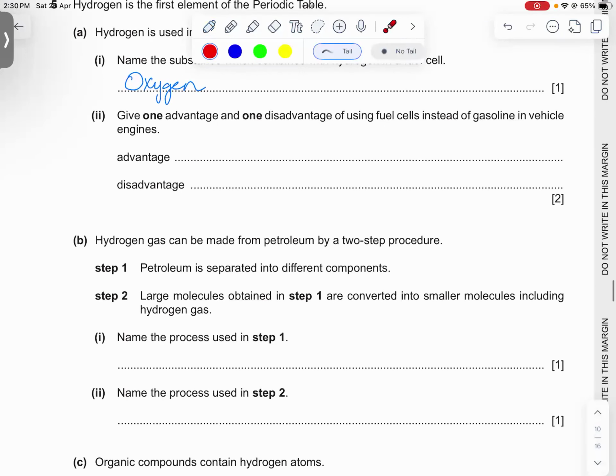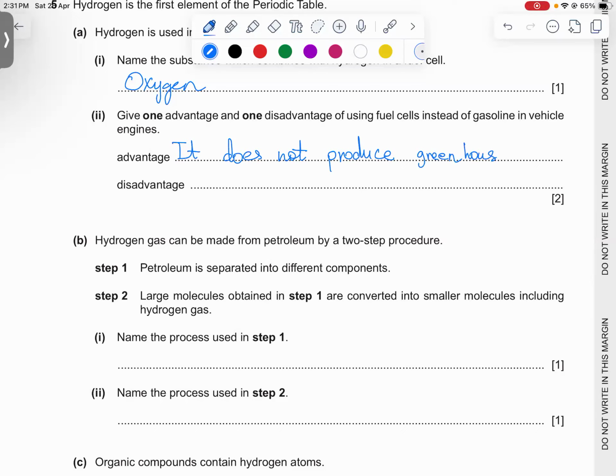Next question: give one advantage and one disadvantage of using fuel cells instead of gasoline in vehicle engines. So why do we want to use a fuel cell? What would be the advantage? It is environmentally friendly. It does not produce greenhouse gases. Full stop.